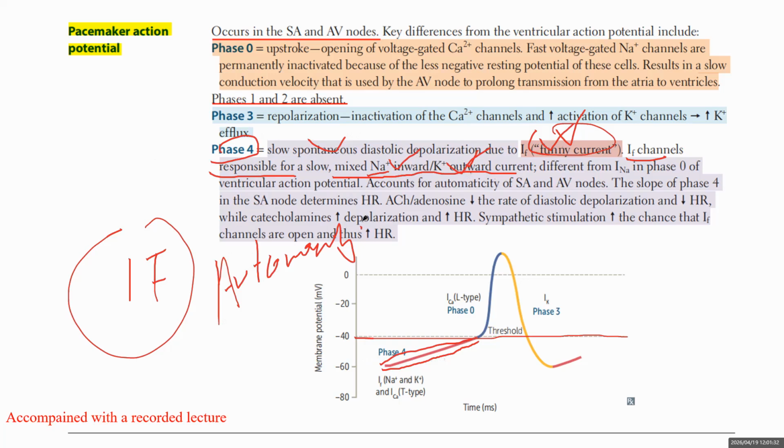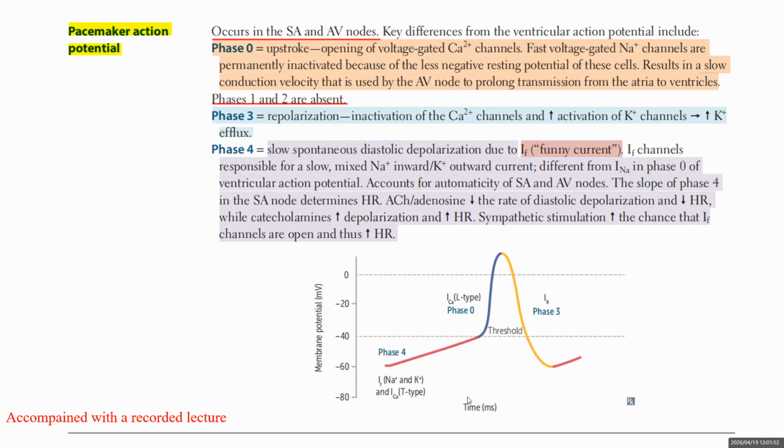I have previously said that the SA node is responsible for the heart rate, right? You see that the slope of phase 4 in the SA node determines the heart rate. Why is that? Because the slope of phase 4, which you are looking at over here, determines how quickly the pacemaker will reach the threshold. If phase 4 rises more steeply, the threshold is reached sooner. If we reach this threshold quickly, if the slope is very steep, the threshold is reached sooner, right?